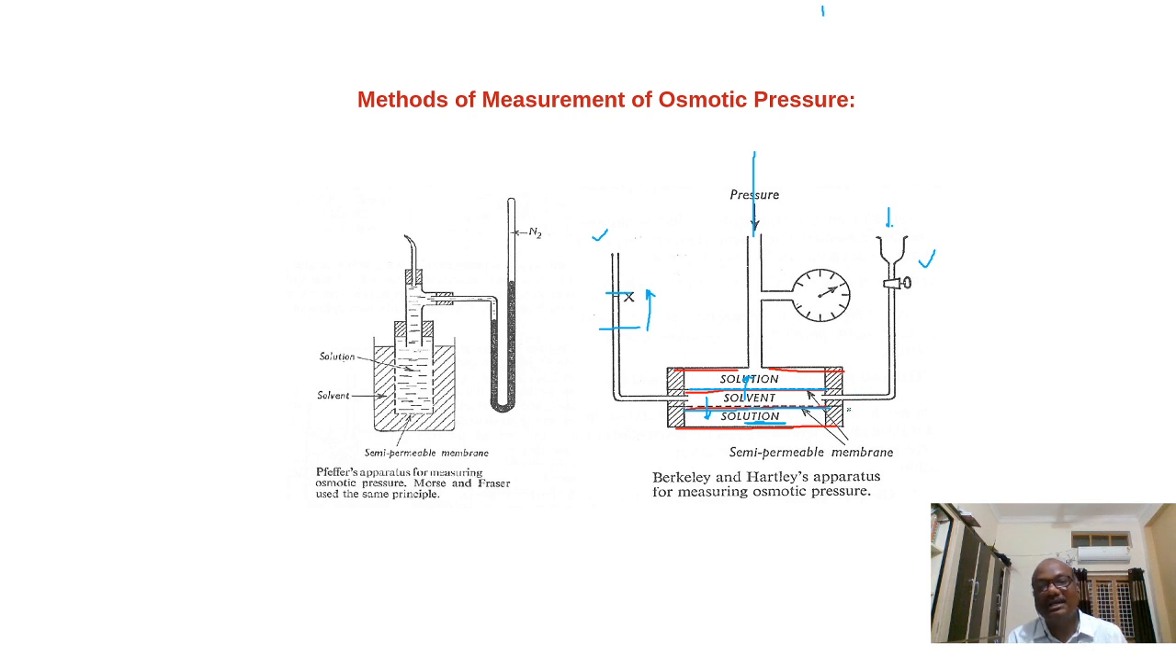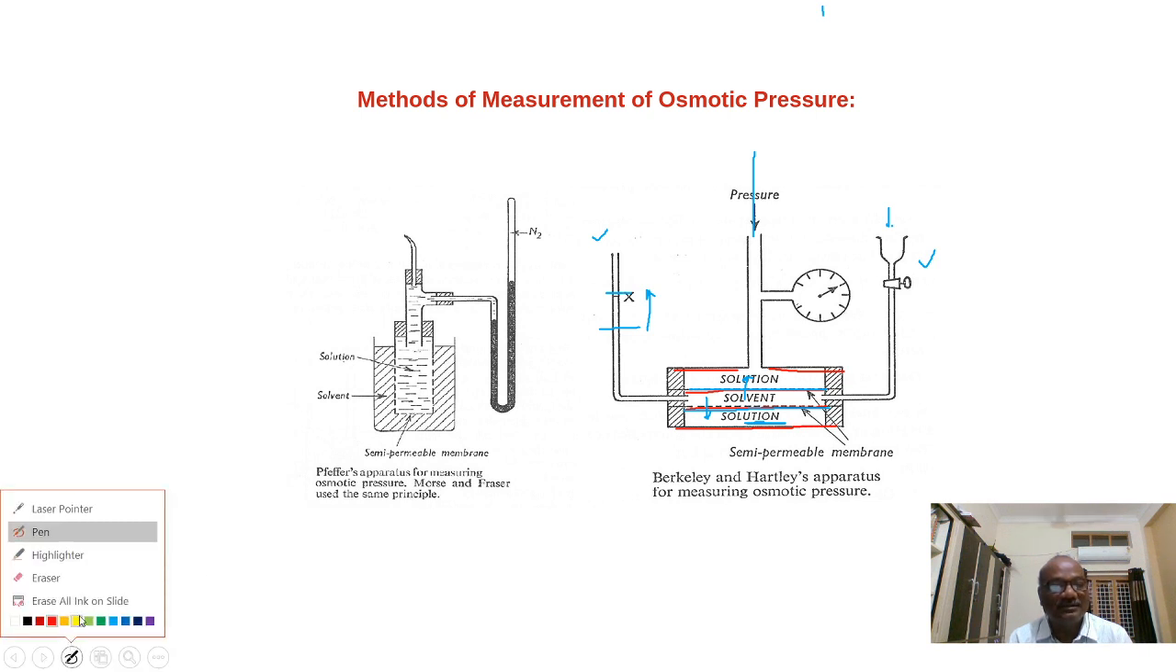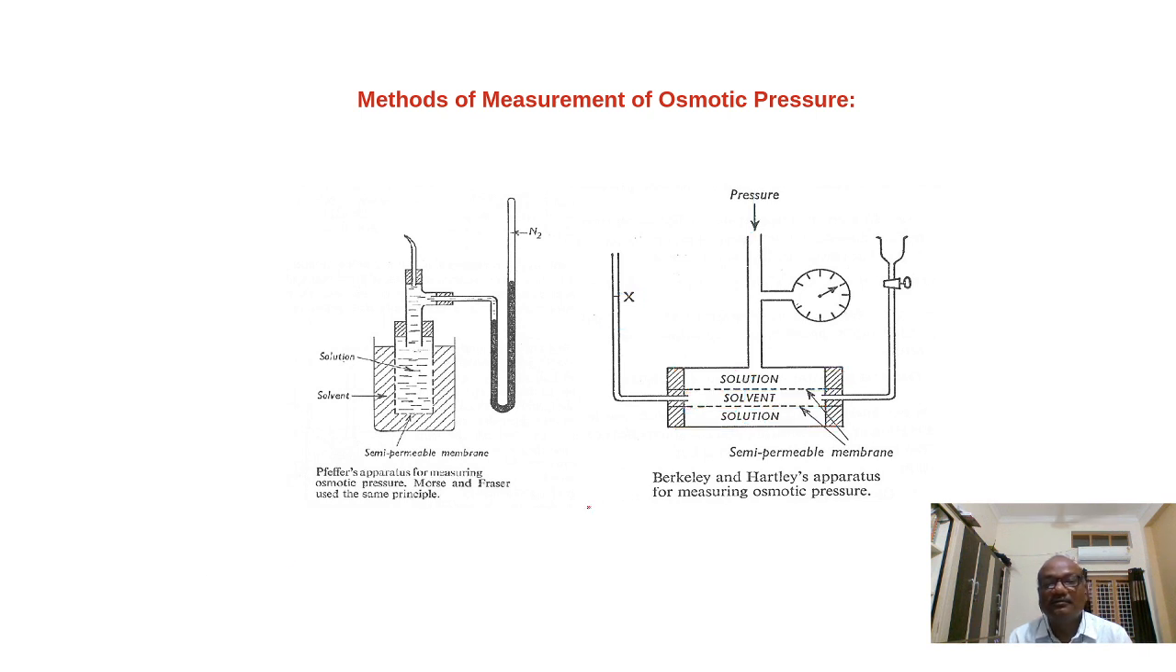This is the Berkeley and Hartley apparatus method to measure the osmotic pressure. Is it clear? Both of these have the same concept. What we are observing is the pressure applied on the solution. The extra pressure applied on the solution to prevent osmosis is called osmotic pressure. That we can see very easily in this case. These are the experimental methods to determine the osmotic pressure.